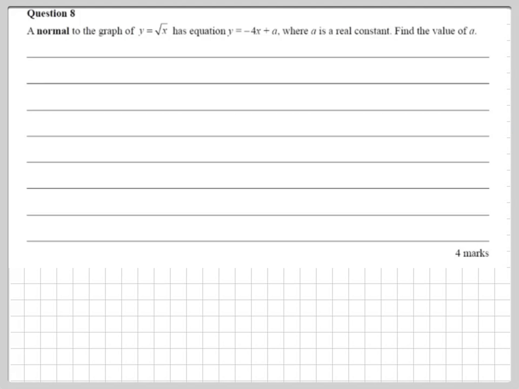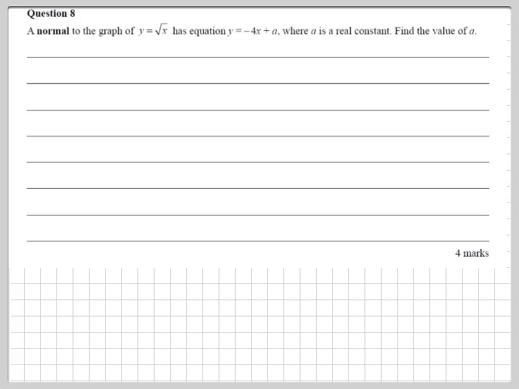Let's just keep going. Now, what's this question 8 saying? Well, these things kind of do your head in a bit, but I'm noticing it's worth 4 marks. That's huge. So you have to read the question a few times to get a starting point, to know what to do. Now, they're telling us that the normal, not the gradient, but the normal to the graph of y equals root x has equation y equals -4x plus a, where a is a real constant. We've got to find the value of a.